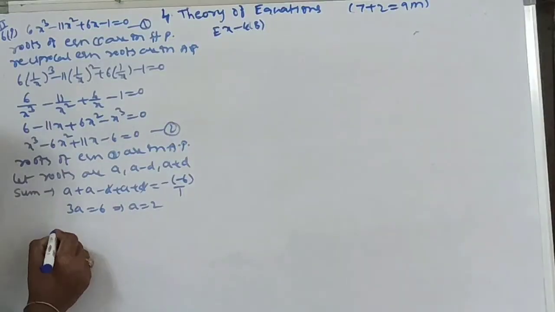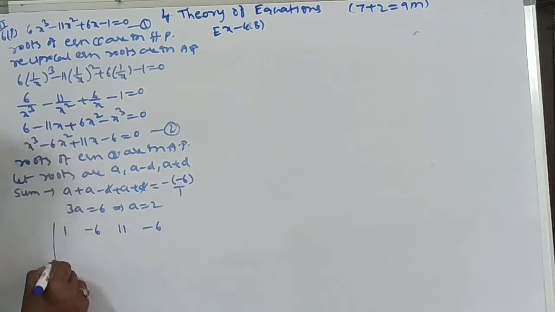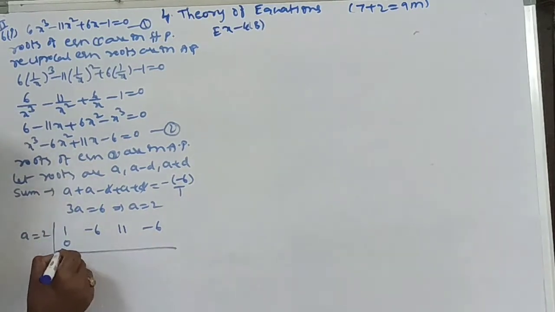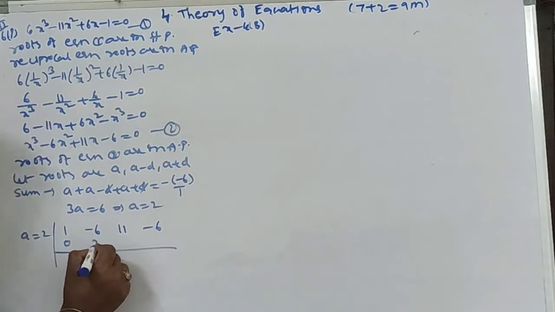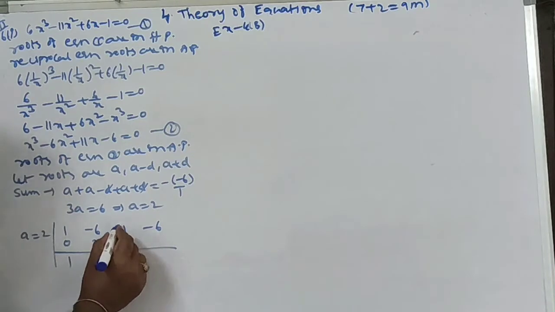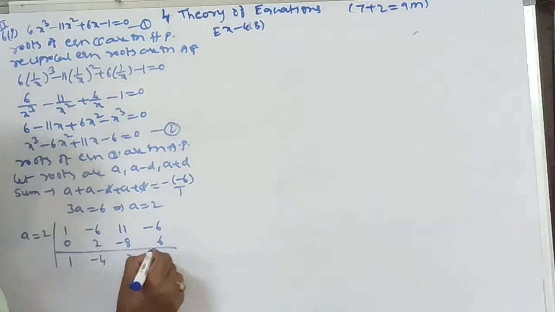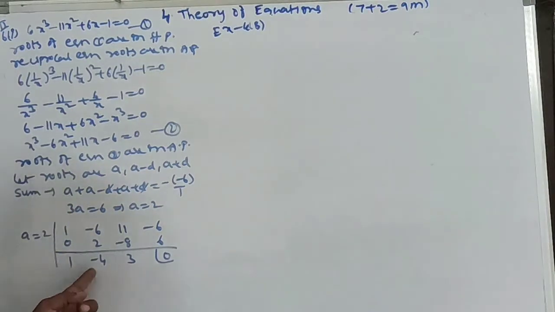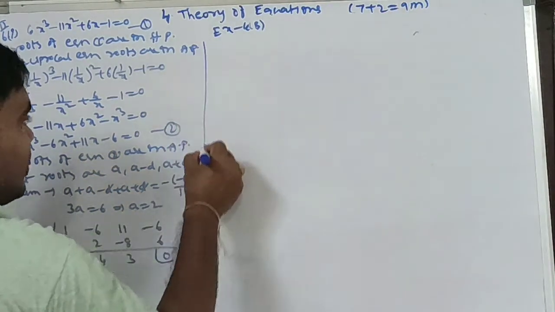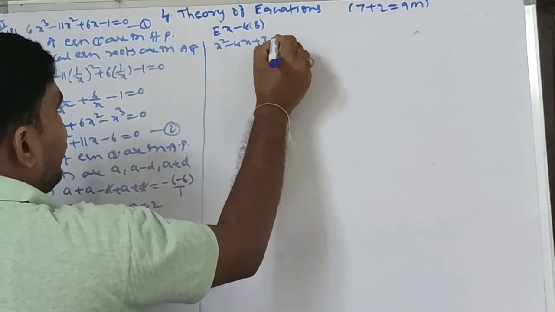So 1, minus 6, 11, minus 6, with A equal to 2: 0. 1 plus 0, 1. 2 into 1, 2. Minus 6 plus 2, minus 4. 2 into minus 4, minus 8. 11 minus 8, 3. 2 into 3, 6, remainder 0. So the quotient is x square minus 4x plus 3 equal to 0.